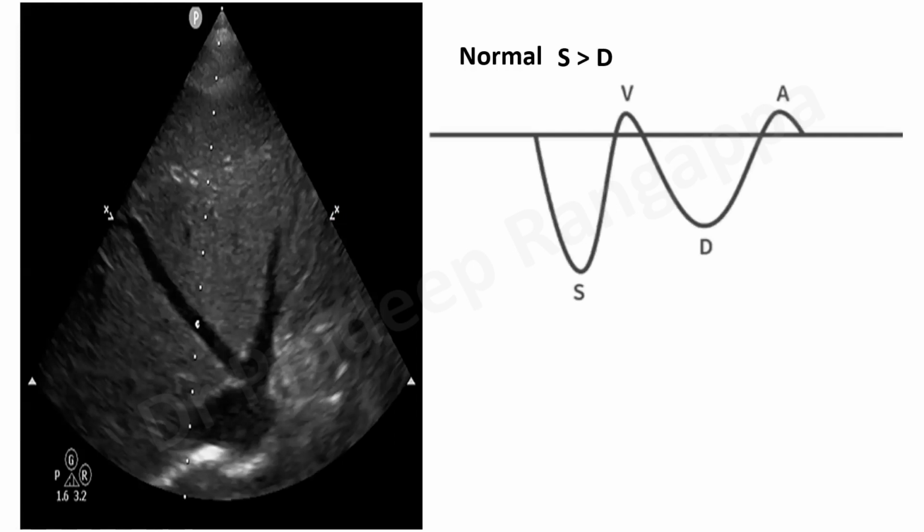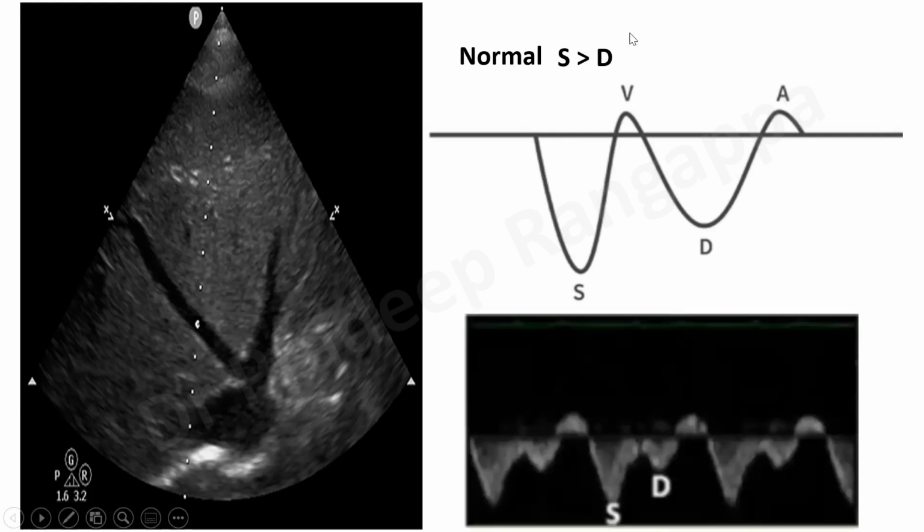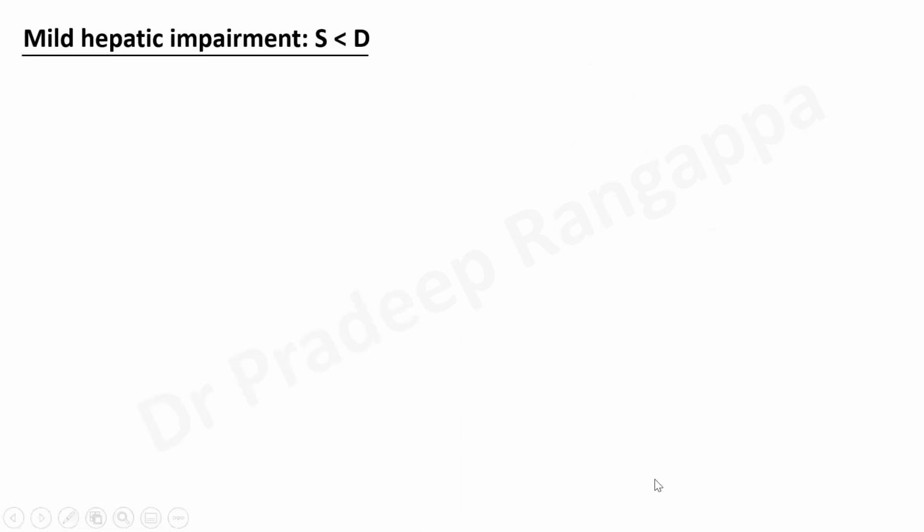So normally in the hepatic vein, this is how you see the waveform. I just put it in a schematic way to make it easy. The systolic wave will be bigger than the diastolic wave. That is the normal. So S is more than D in the normal. And in the Doppler, when you put it, the actual image looks like this. So S is bigger than D. I'll show certain Dopplers which Rishikesh has sent me.